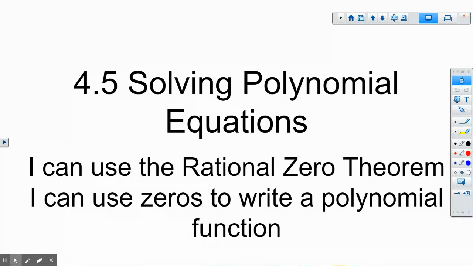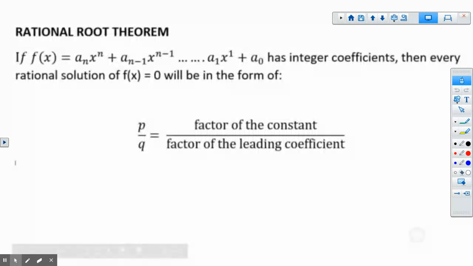So if 5 is one of the zeros, you'll know that x minus 5 is a factor, but it goes a little bit deeper than that as well. First of all, this looks like a messy little thing, but the rational root theorem basically says for a polynomial with integer coefficients, every rational solution will look like this: the factors of the constant, that's the number by itself at the very end, divided by the factors of the leading coefficient. You should write this down. Pause the video and write down the P over Q part.